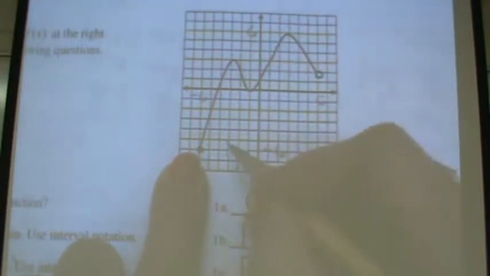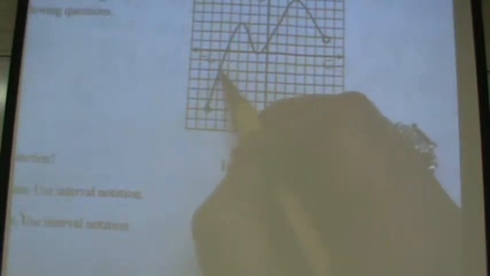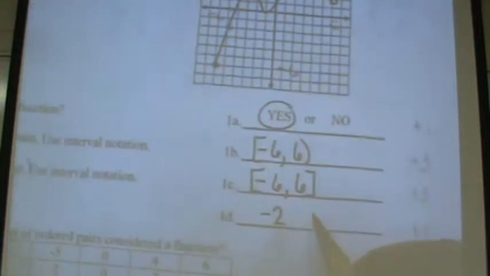The range is the y values. You go smallest to largest. Here's your smallest y value, which is -6, and your largest is 6. And it's including both of these, so I use brackets for both. The next one, what is f of -5? -5 is your x value. You're going to go 5 units to the left, and the y value is -2.